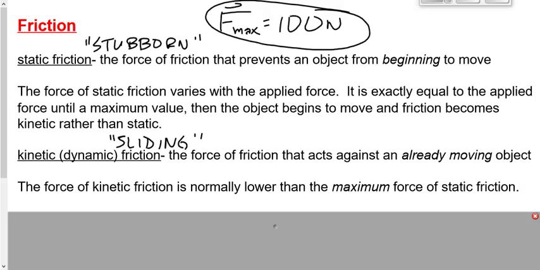And what's the value of static friction? 20 newtons. I push on it with 90. Does it move? Nope. Then it must be what kind of friction? Static friction. What's the value of static friction? 90. I push on it with 100. Does it move? Nope. What kind of friction is it? Static friction. What's the value of static friction? 100. I push on it with 102 newtons. Does it move? Yes. What's the value of static friction now? 0. Now we've got kinetic friction.